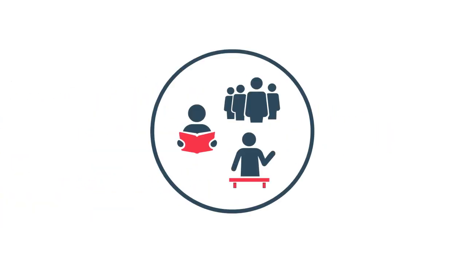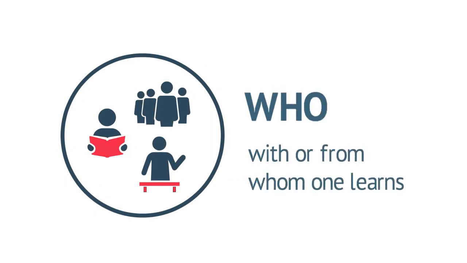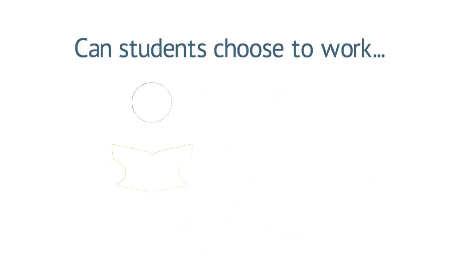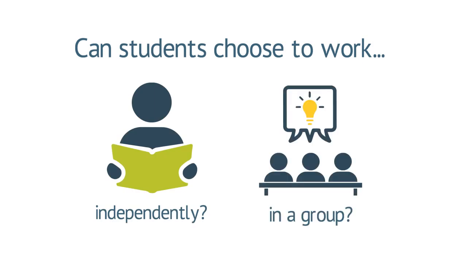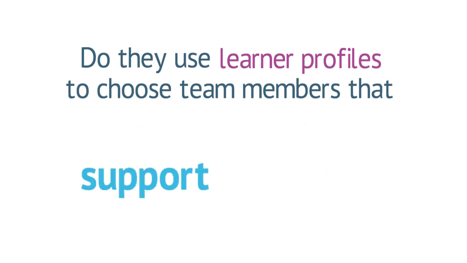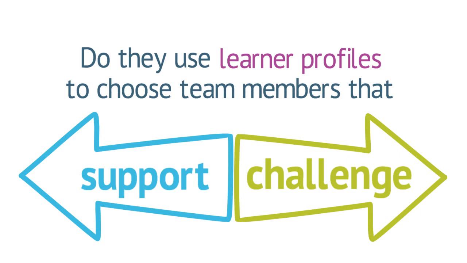Who is the fourth consideration, with or from whom one learns. Are the students given a choice to work independently or in a group? Can they choose the members of their group, and if so, based on what criteria? Similar interests? Opposite or complementary skill sets? Do they understand enough about their learner profile and that of their peers to make an educated choice about who can best support or challenge them in completing the task?